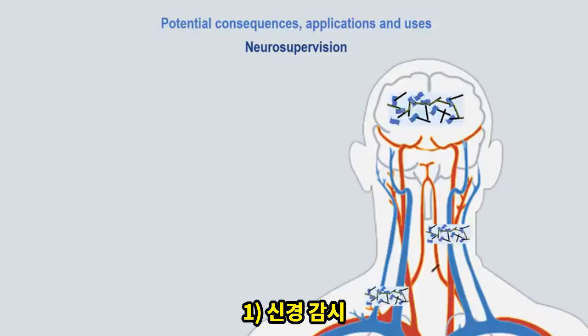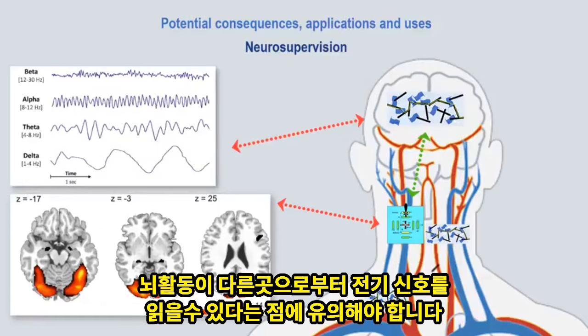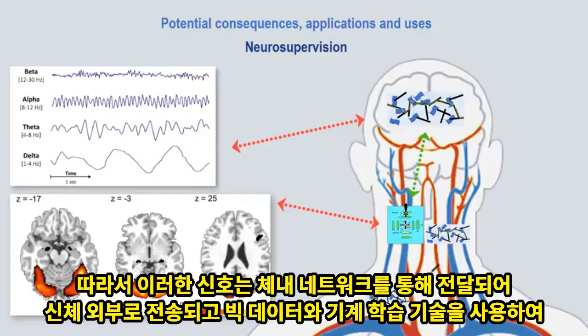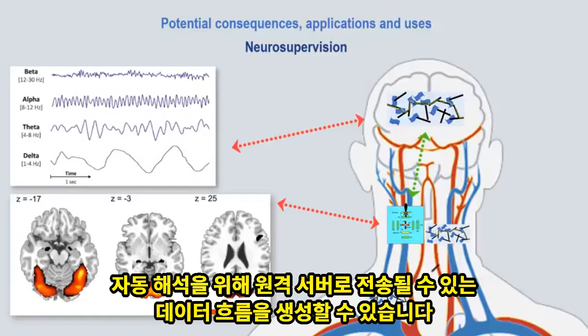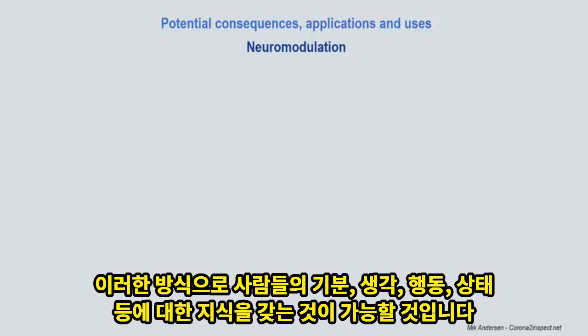1. Neurosurveillance. The disposition of carbon nanotubes and graphene nanosheets in the neural tissue would facilitate the monitoring of brain activity. It should be noted that brain activity can be read from electrical signals from different areas of the brain. Therefore, these signals could be conducted through the intracorporeal network to generate a data flow that would be transmitted to the outside of the body and sent to remote servers for automatic interpretation using big data and machine learning techniques. In this way, it would be possible to have knowledge of people's moods, thoughts, behaviors, states, etc.